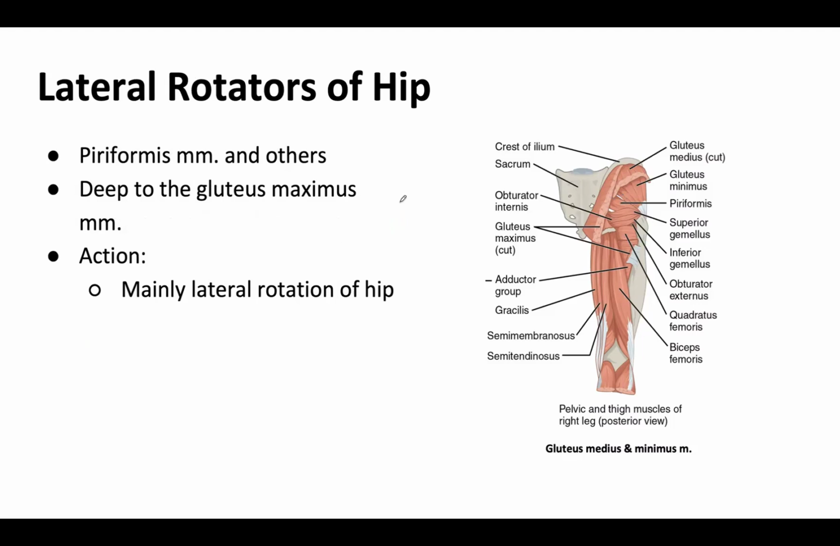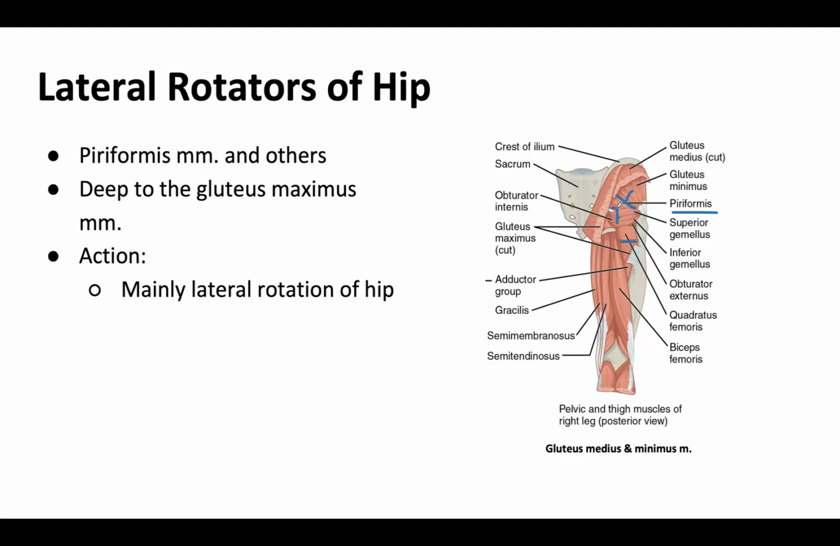Lastly, we have those lateral rotators of the hip, of which there are 5. And most of these, as mentioned, will have an attachment on the greater trochanter of the femur. Piriformis is one of these muscles, and it is a landmark in this deep gluteal region because neurovasculature will either exit superior or inferior to the piriformis muscle. In fact, this is where the superior and inferior gluteal nerves get their name.